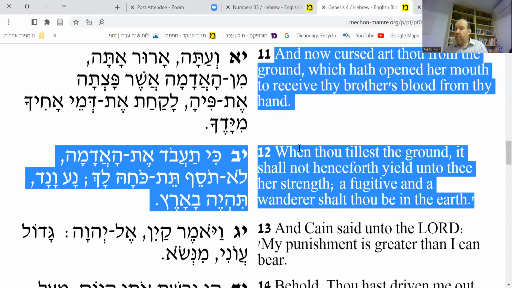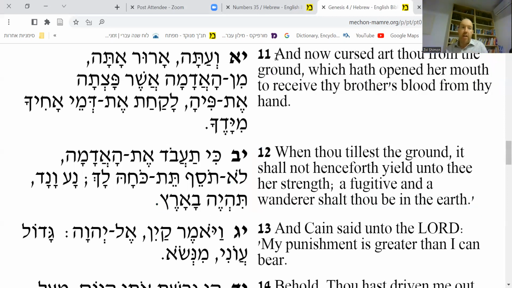What happened to the death penalty? Now it's very peculiar because the judge here is God himself. In the rest of Torah, it seems like the Lord wants the death penalty. What happens when it comes to Cain? Why is there no death penalty now for the first murderer?